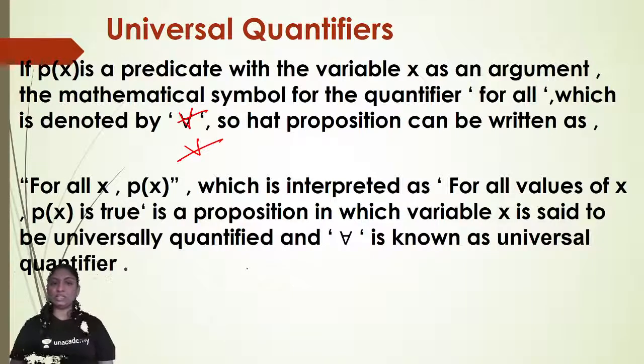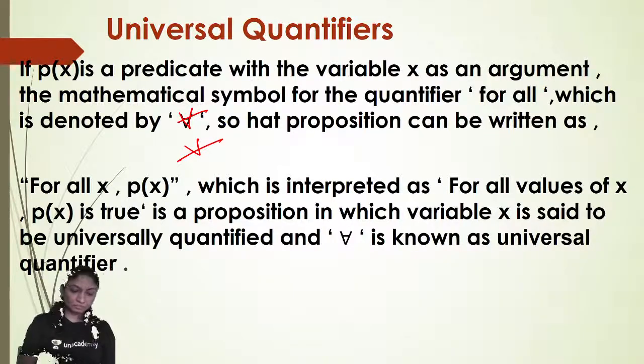If it is given that the given sentence or proposition is true for all values of x, then that proposition is said to be universally quantified, and that quantifier is known as the universal quantifier. Okay, now next is the existential quantifier.